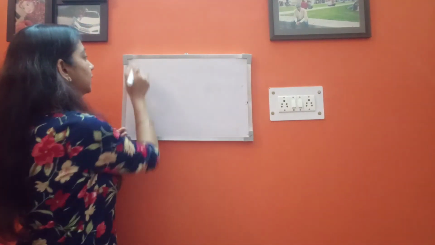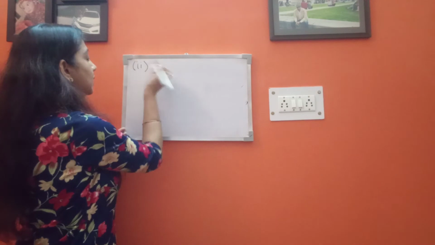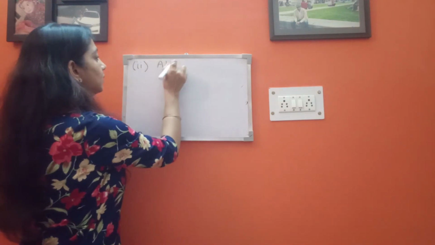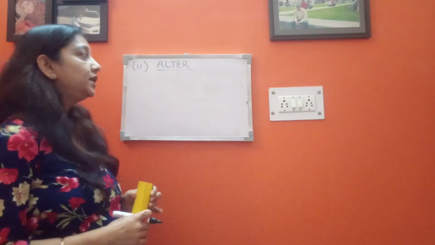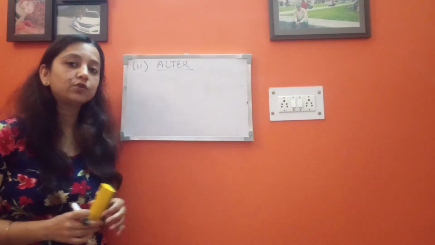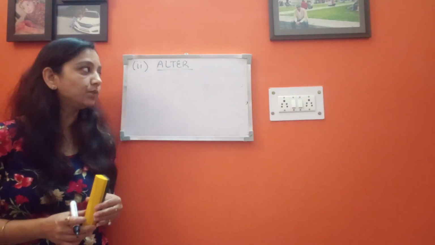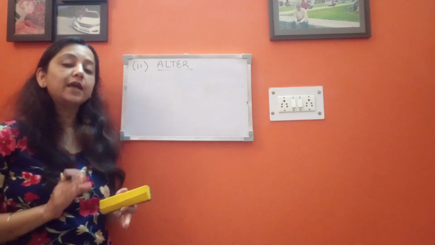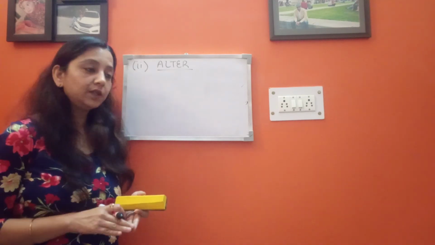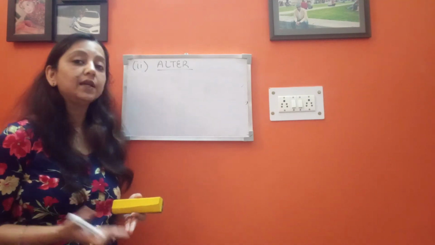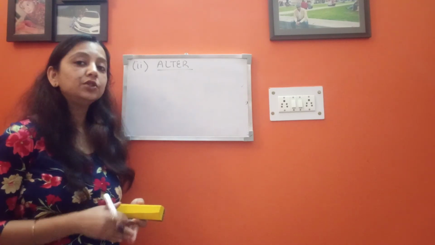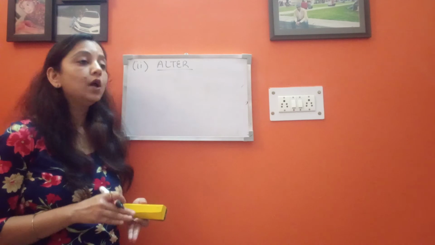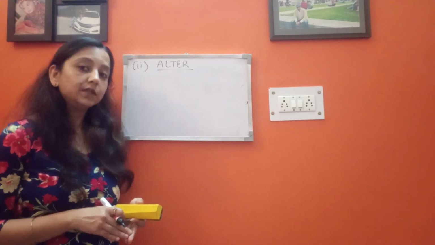Now the third command within the DDL statement commands is the alter command. The alter command is basically used to modify or alter the structure of the database and its objects. Apart from that, it helps in creating new columns within the database. It helps in deleting the existing columns from the database, and it also helps in changing the data types of the columns that exist in the database.